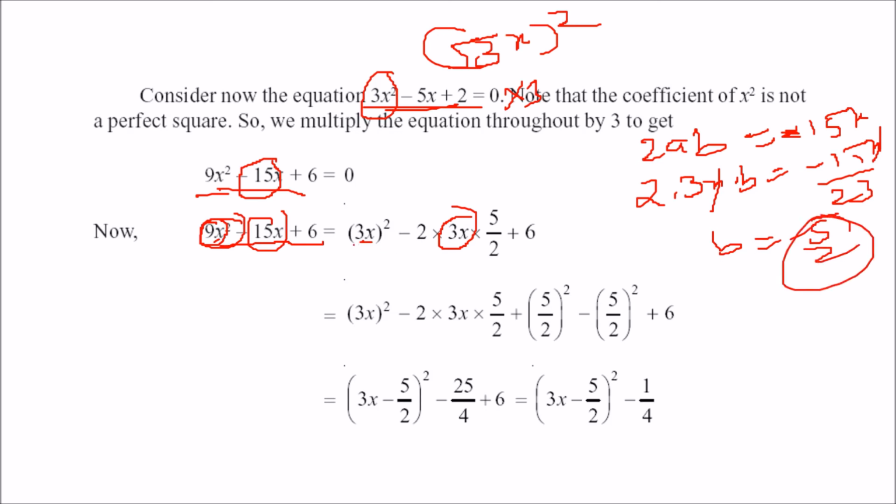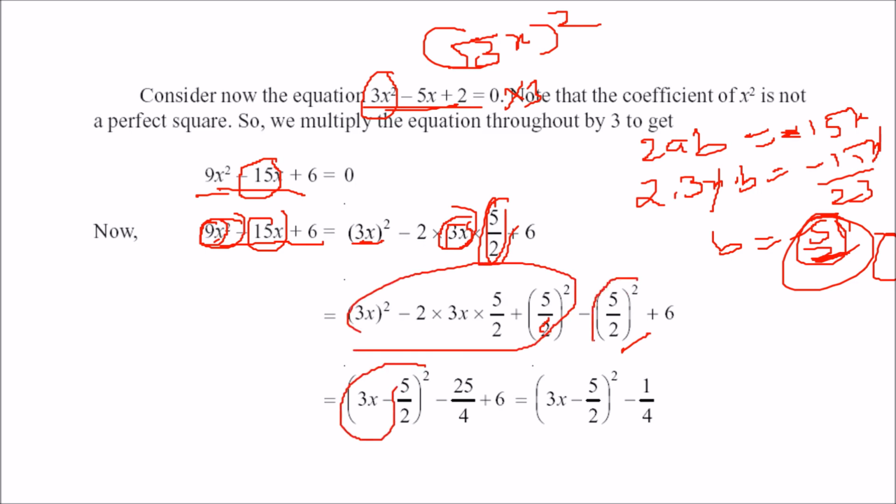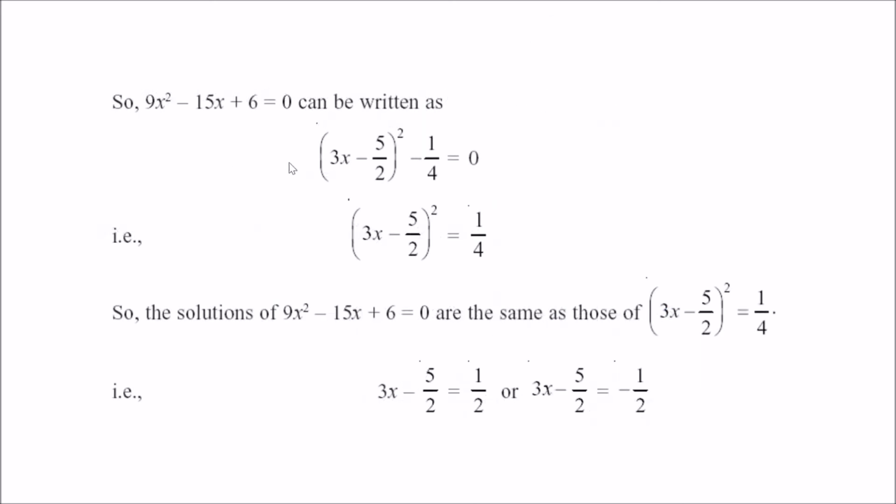So that is 3x square minus 2 into a into b. 5 by 2 has come from here. 5 by 2 plus 6. Now 5 by 2 has to be, because this is b, so you have to add this and subtract this, only b. This has become 3x minus 5 by 2 whole square, and now this 25 by 4 has to be added with 6, and this becomes 1 by 4. This is how you get the square.